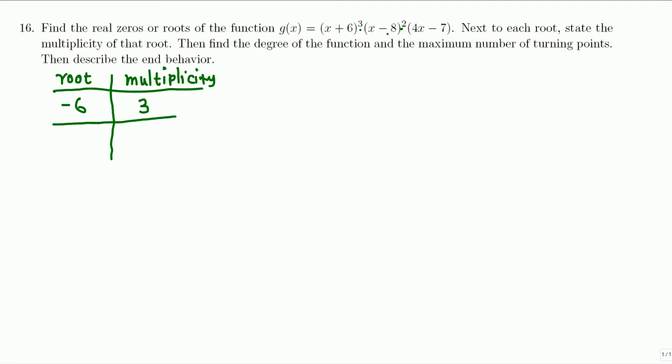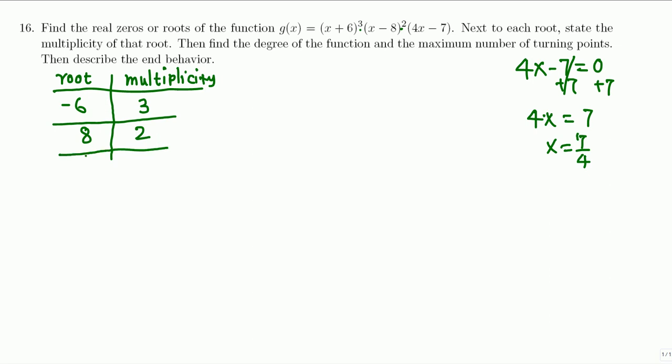x minus 8 becomes 0 when x equals 8. 8 minus 8, 0. So 8. And square means multiplicity 2. It comes twice. So 8, 8 are 2 zeros. And 4x minus 7, let's do a little bit of work here. 4x minus 7 becomes 0 when x equals what? Add 7 to both sides, so 4x equals 7. Now divide by 4, 7/4. So from the third factor, we get the root 7/4. And there is no power, which means 1. So multiplicity is 1.